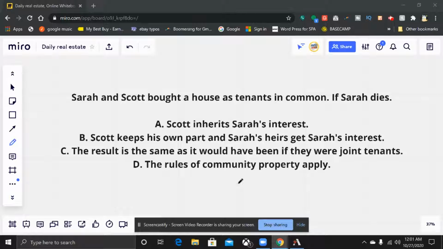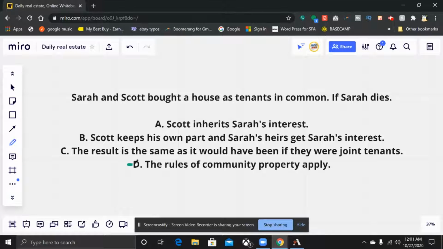Without further ado, Sarah and Scott bought a house as tenants in common. If Sarah dies, A, Scott inherits Sarah's interest. B, Scott keeps his own part and Sarah's heirs get Sarah's interest. C, the result is the same as it would be if they were joint tenants. D, the rules of community property apply.